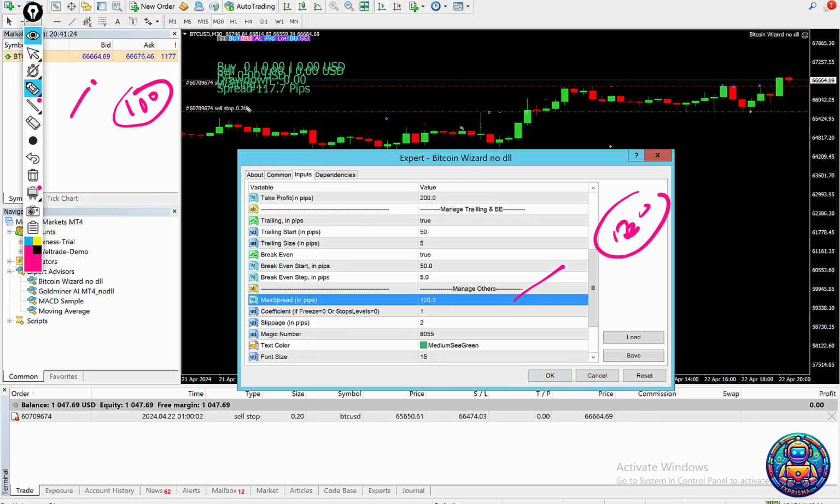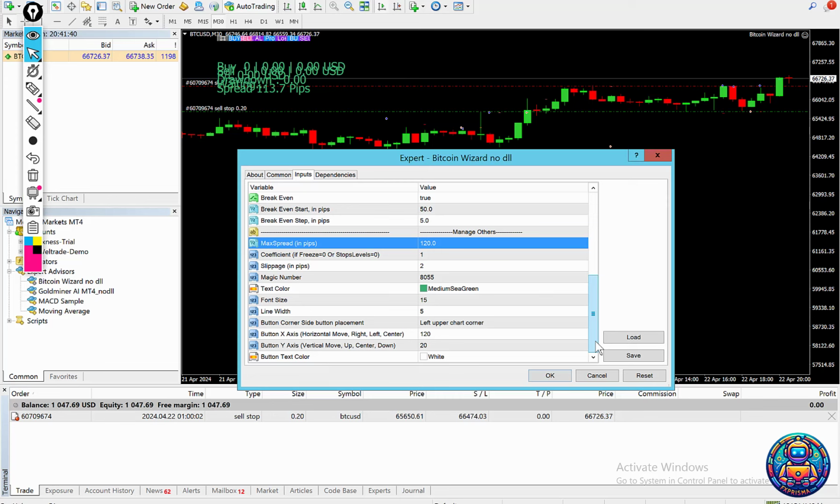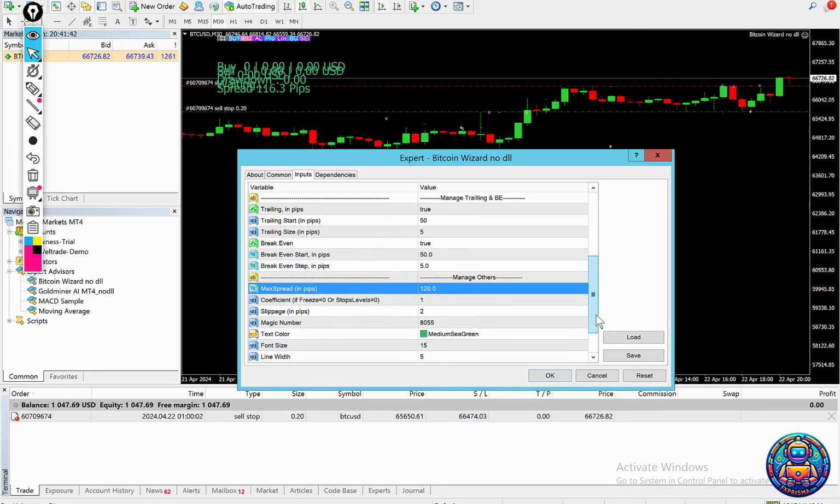You can see if the spread is higher than 120, it will pause the trading, which is amazing, guys. I mean, this guy is actually working. He studied his thing. I mean, at least it is working. Now for the money management, please don't be greedy. I'm just using this for demo, but I would usually use less risk.